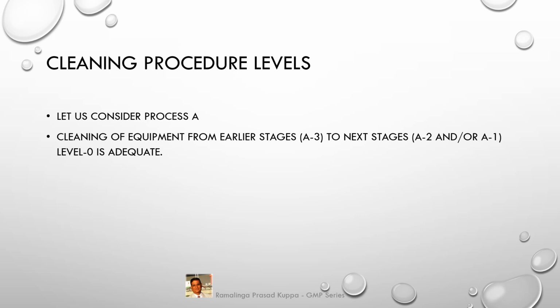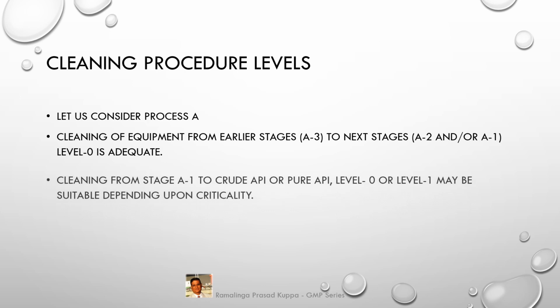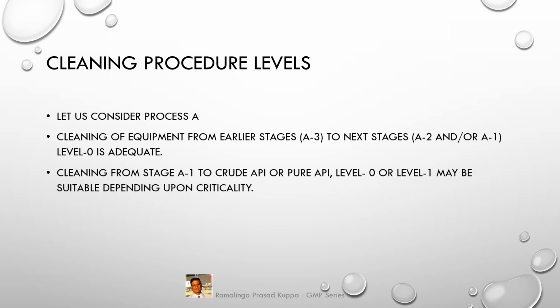So cleaning of equipment from earlier stage of A minus 3 to next stage of A minus 2 or A minus 1 may adopt level 0. There are some more processing steps to remove the impurities, hence level 0 may be justified here. Cleaning from stage A-1 to crude API or pure API, level 0 or level 1 may be suitable depending upon the criticality.